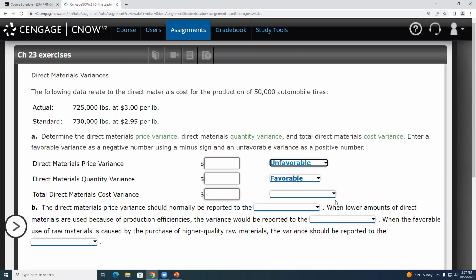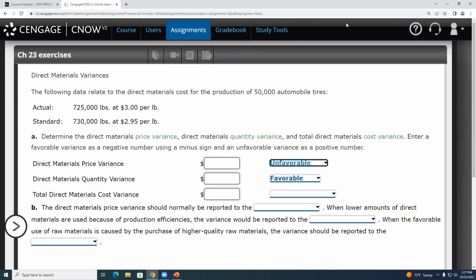I can't answer the third question yet about the total direct materials cost variance. We know these two are going to offset each other. They're going to net against each other because one's favorable and one's unfavorable, but I don't know yet which one is bigger. And so I don't know yet whether the total direct materials cost variance will be favorable or unfavorable. So we'll come back to that. But now let's do the actual calculations here.